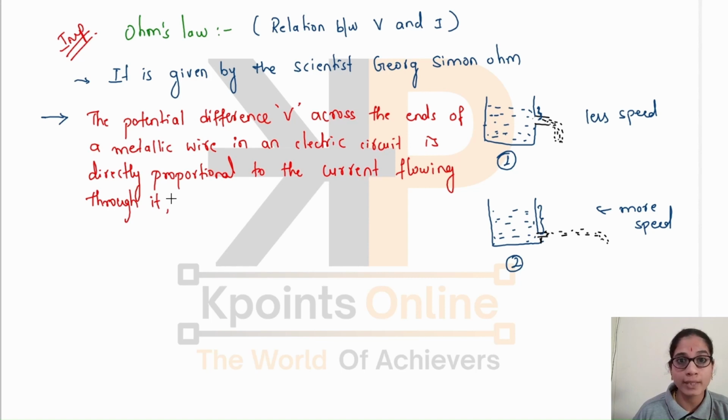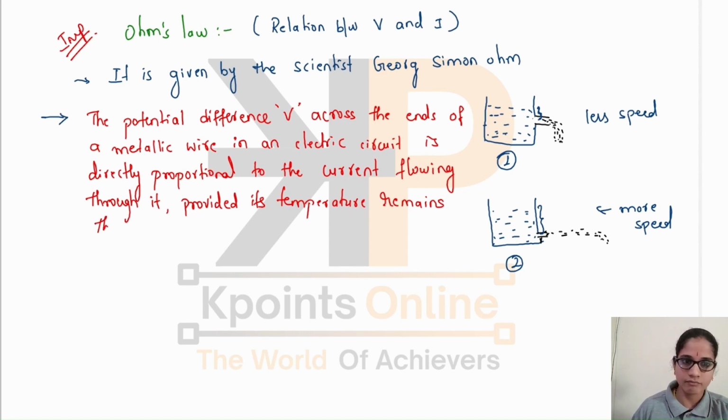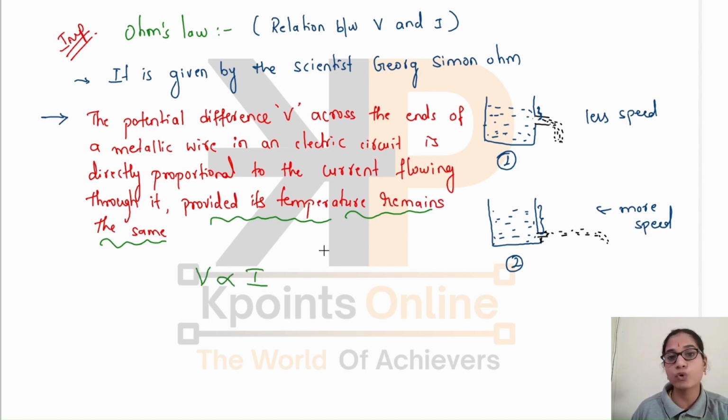And it's very important to mention, provided its temperature remains the same. As I said, it is very important to mention that the temperature remains the same. According to this law, the potential difference V is directly proportional to the current flowing through the conductor, provided the temperature of the conductor remains the same. Now, if we remove the proportionality sign, we get a constant. You can also write it as V is equal to IR.